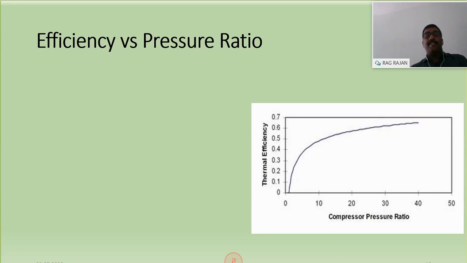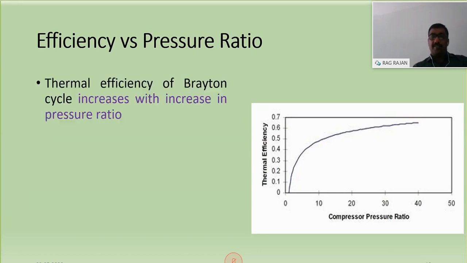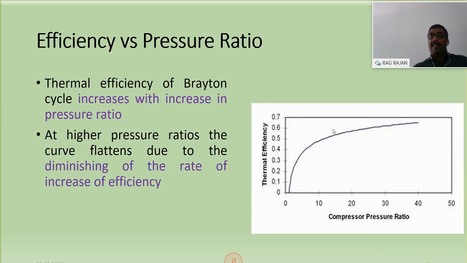This is the efficiency versus pressure ratio, because we have seen that efficiency is a function of pressure ratio. Thermal efficiency of the Brayton cycle is a function of pressure ratio. And it is clear that thermal efficiency increases with increase in pressure ratio. You can see that at higher pressure ratios, there is not much difference in thermal efficiency, or the curve is getting flattened as the pressure ratio increases.